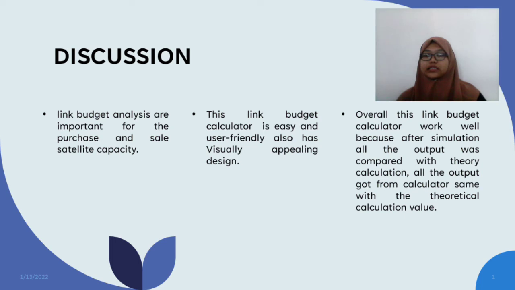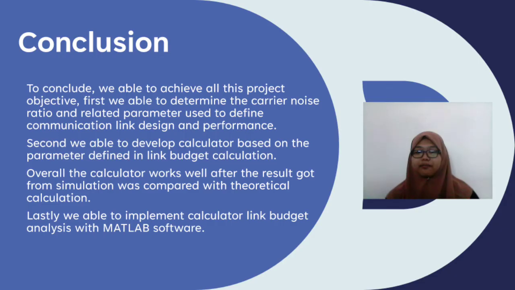Overall, this link budget calculator worked well, because after simulation, all the outputs were compared with the theoretical calculation. All the outputs from the calculator are the same as the theoretical calculation values. So we can conclude that we are able to achieve all of the project objectives. First, we are able to determine the carrier to noise ratio and related parameters used to define communication link design and performance. Second, we are able to develop a calculator based on the parameters defined in link budget calculation. Overall, the calculator works well, after the results from simulation were compared with theoretical calculation.